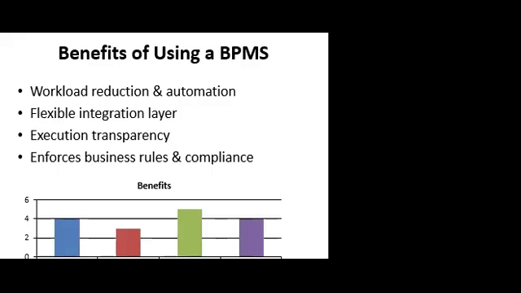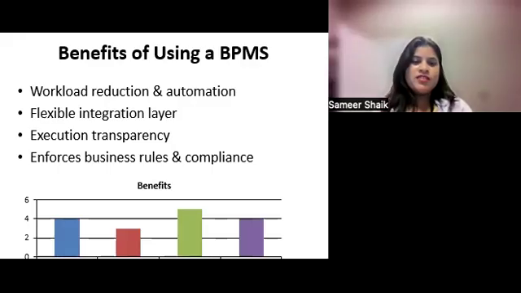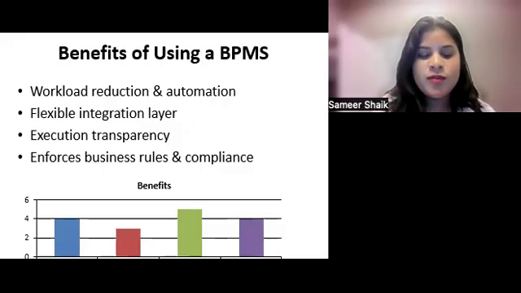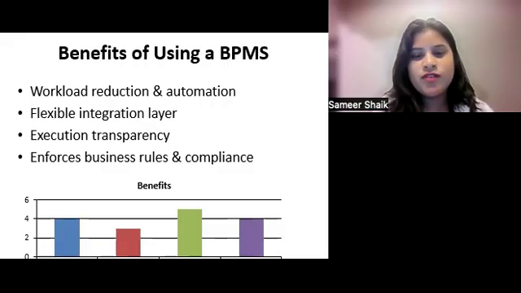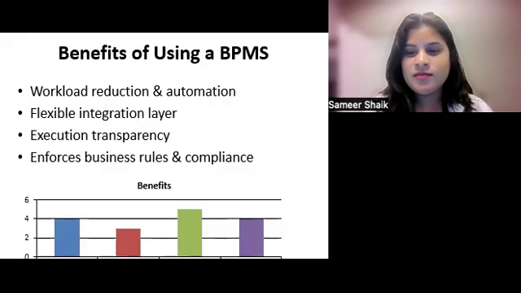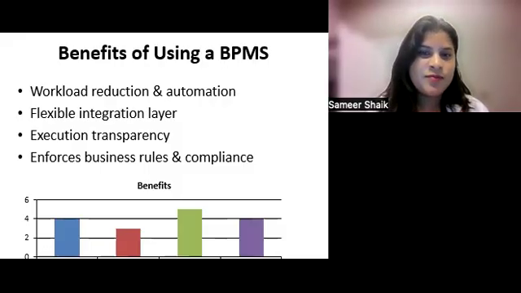And the third one is execution transparency. Real-time dashboards show how many cases are in each step, while historical logs enable performance analytics and bottleneck identification. And the last one is rule enforcement. Business rules like separation of duties and regulatory checks are baked into the process model and cannot be bypassed, ensuring compliance every time.